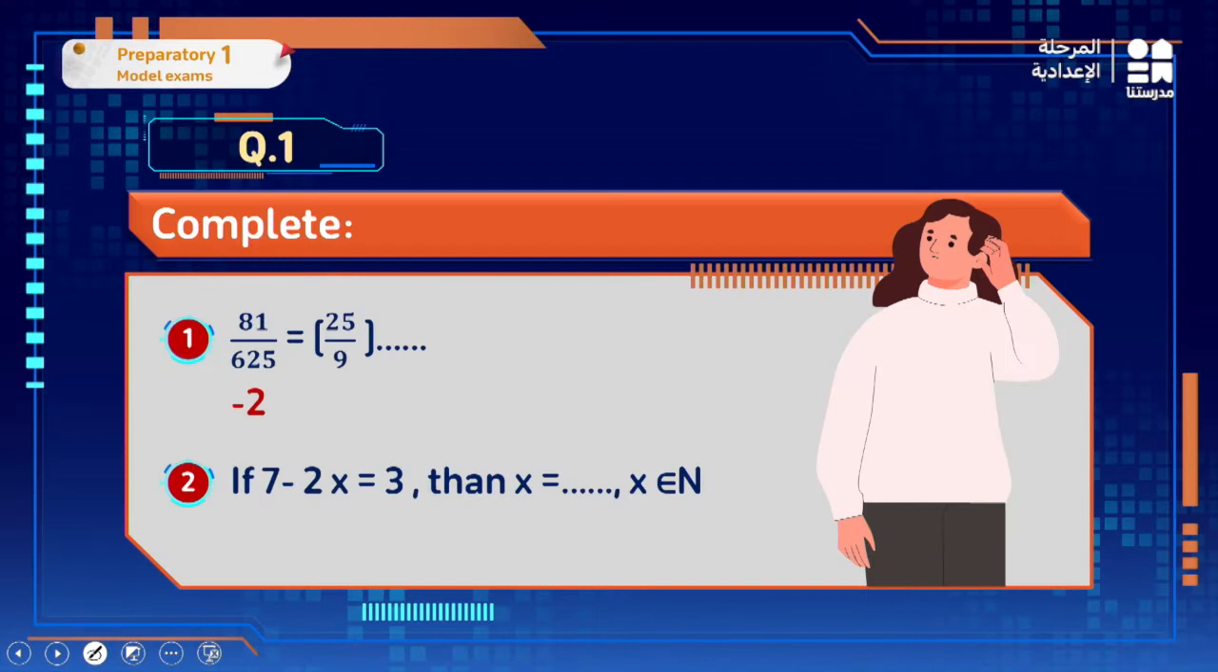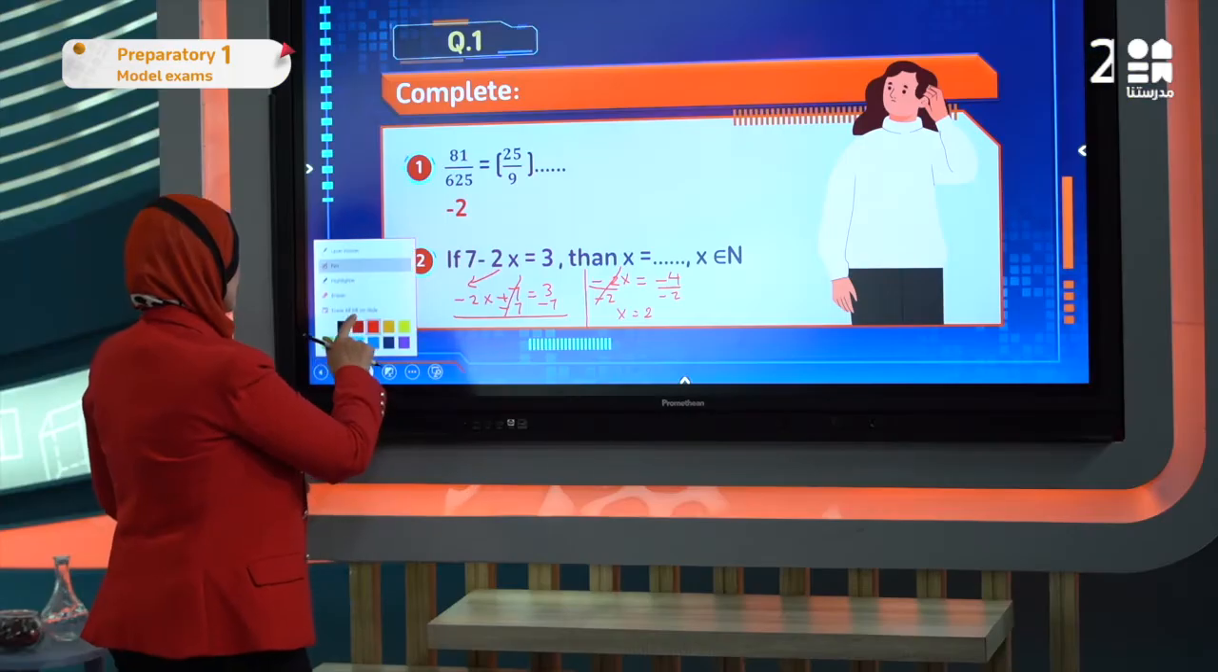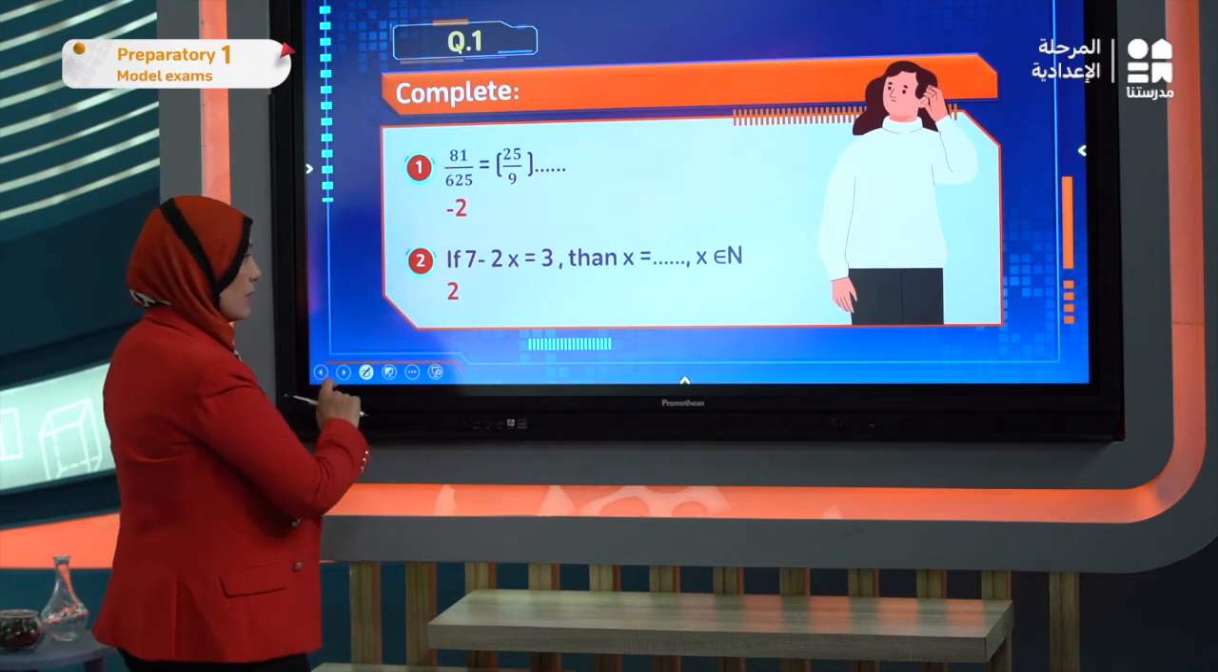Number 2. If 7 minus 2x equals 3, then x equals what? Here, let's reorder it: negative 2x plus 7 equals 3. Then subtract 7 from both sides. So we will get negative 2x equals negative 4, since 3 minus 7 equals negative 4. Then divide by negative 2 on both sides. So x equals negative divided by negative is positive, and 4 divided by 2 is 2. So the correct answer is 2.